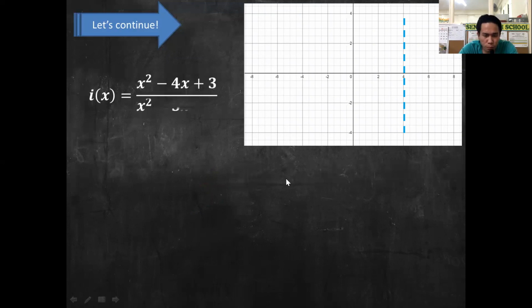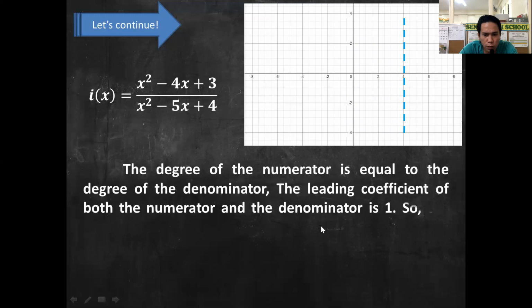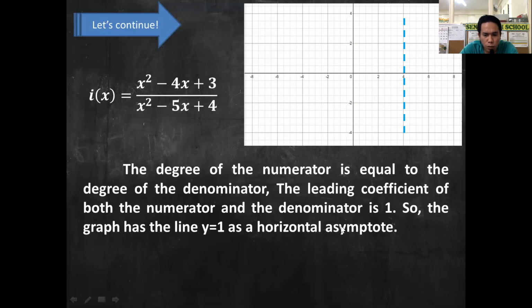Okay, next. Hanapin natin si horizontal asymptote. Okay, kung napansin nyo, yung ating leading coefficient, our n here, or x squared is 2. Yung degree naman niya dito sa denominator is 2. So, parehas sila. Our n is equal to m. Kapag equal sila, the degree of the numerator is equal to the degree of the denominator. The leading coefficient of both the numerator and denominator is 1. So, the graph has the line y equal to 1 as the horizontal asymptote. Okay, so yung x squared natin, yung kanyang numerical coefficient dito is 1. Yung x squared din dito sa baba, meron din siyang 1, di ba? So 1 divided by 1 will give us 1. Therefore, our horizontal asymptote is y is equal to 1.